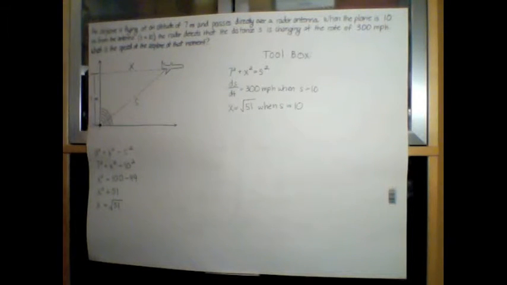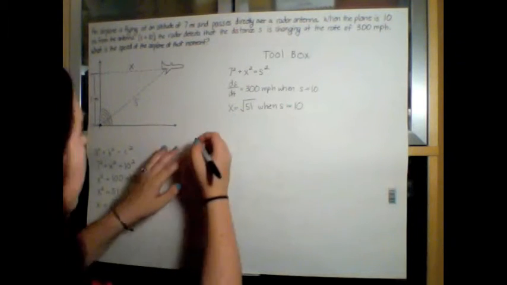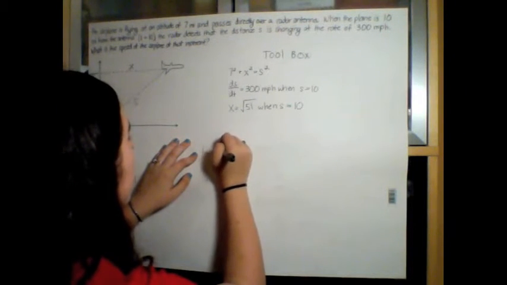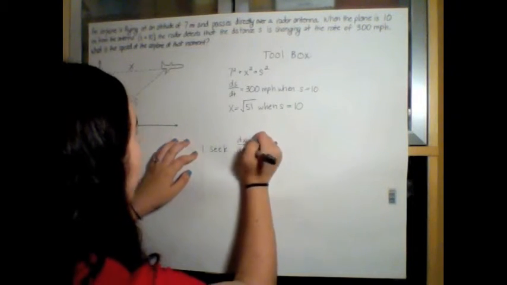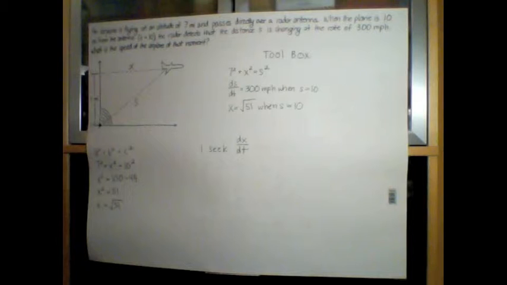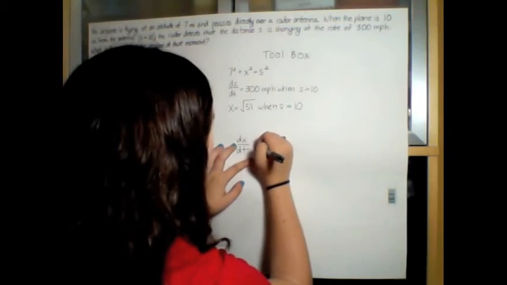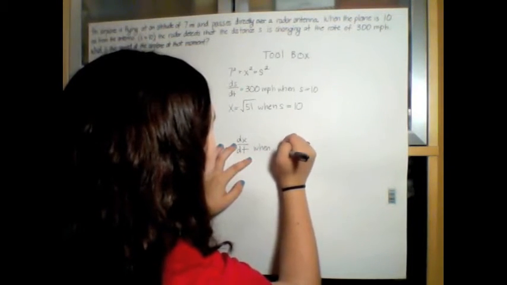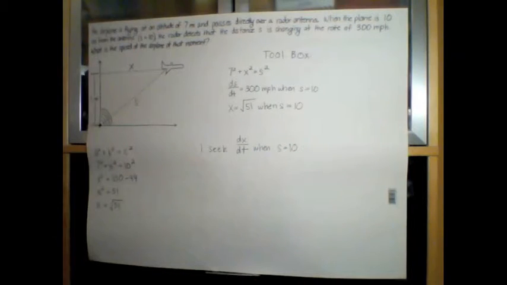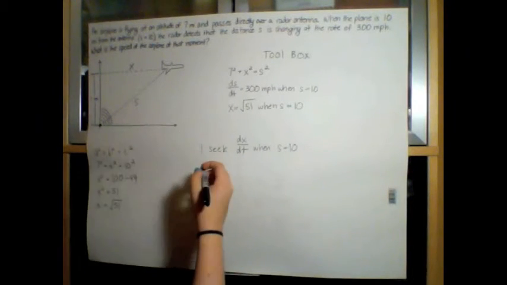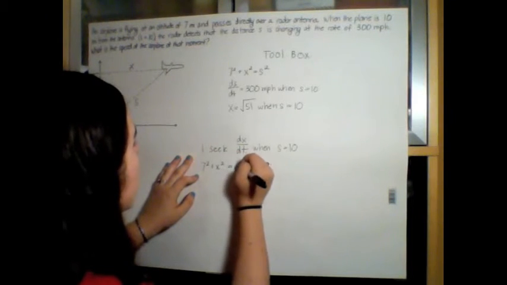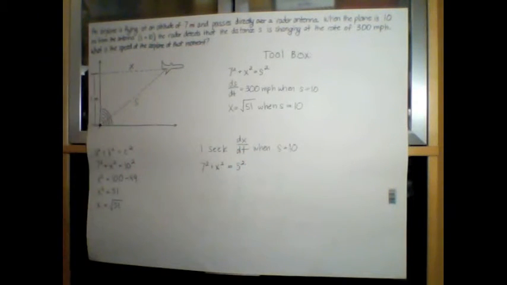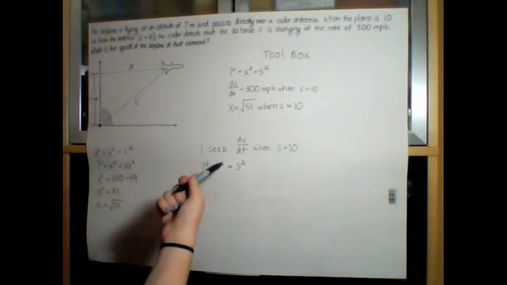Okay, so now that we have our toolbox ready, we can start to derive it. First, you have to think about what you're seeking. And we said already that I seek dx/dt, or the distance that's changing, which will give us the speed of the airplane, when s equals 10. So we can start by using the formula we already have in our toolbox, which is 7 squared plus x squared equals s squared.